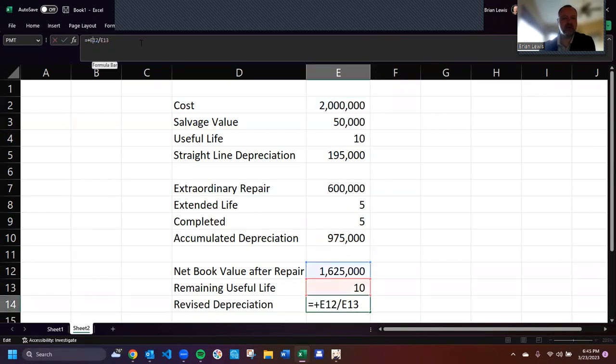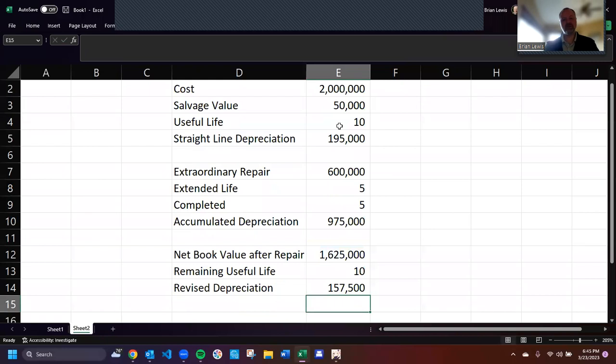So I probably should have, in the formula, to make it a little bit easier to follow, minus the salvage value again, to figure out the revised value, and then divided by 10. So it's 157,500 if there's a $50,000 salvage value. If it's 0, then it takes it back to 160. See how that works? So no matter what, I can create something like this.